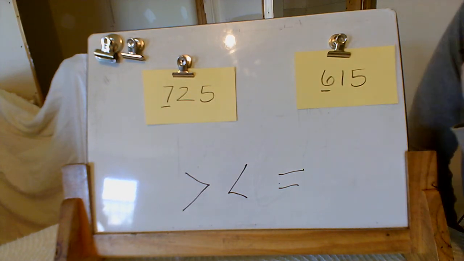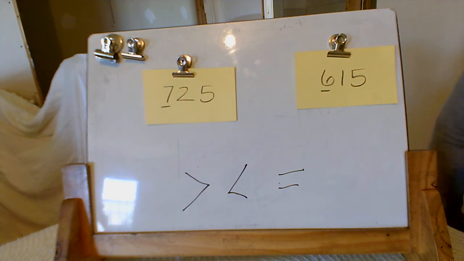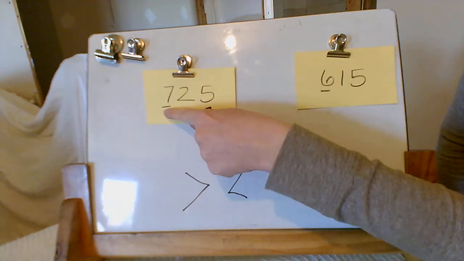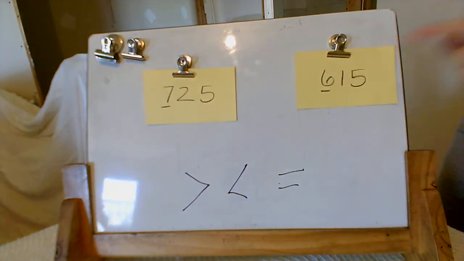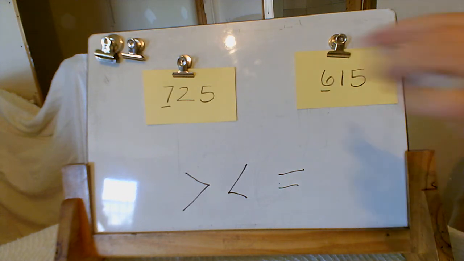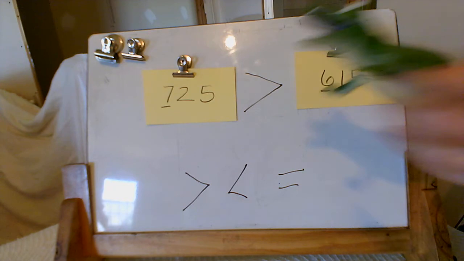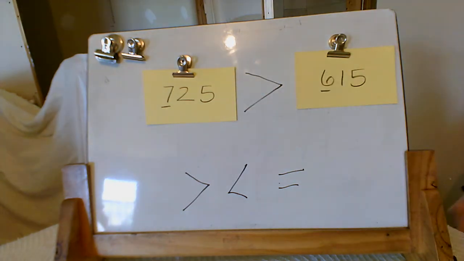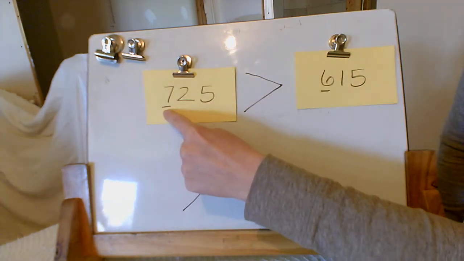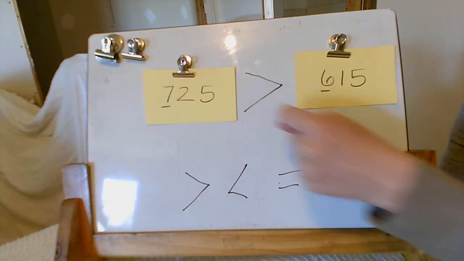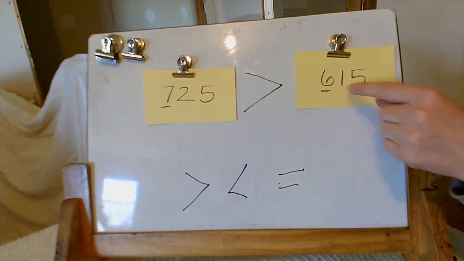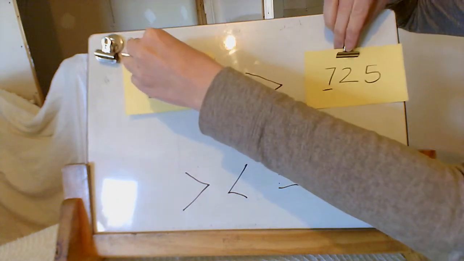All right, so I can tell already just by looking at the hundreds which number is greater and which number is less than. I'm comparing 700 and 600. Which one is the alligator going to want to eat? I think he's going to want to eat 700 because 700 is greater than 600. Here he comes. All right, so we would read this as 725 is greater than 615.